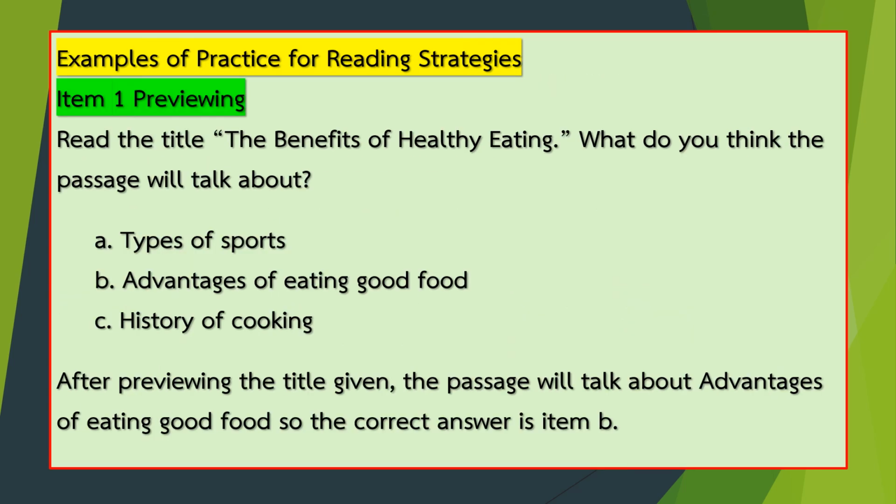Examples of practice for reading strategies. Item 1. Previewing. Read the title, The Benefits of Healthy Eating. What do you think the passage will talk about? A. Types of sports. B. Advantages of eating good food. C. History of cooking. After previewing the title given, the passage will talk about advantages of eating good food, so the correct answer is item B.